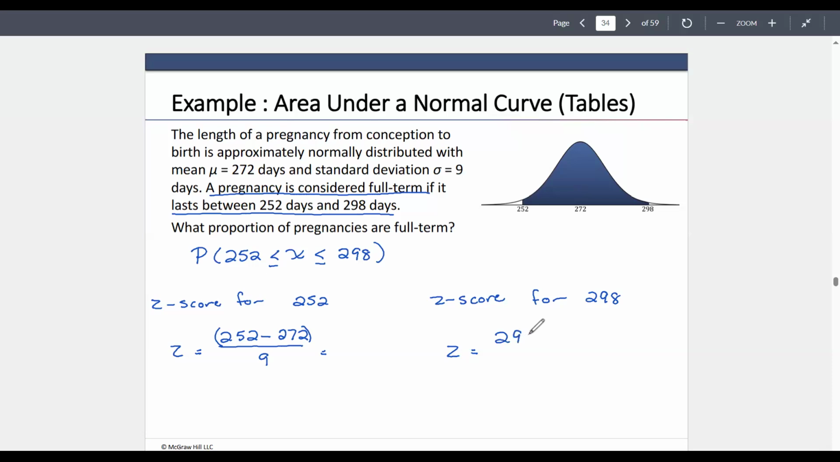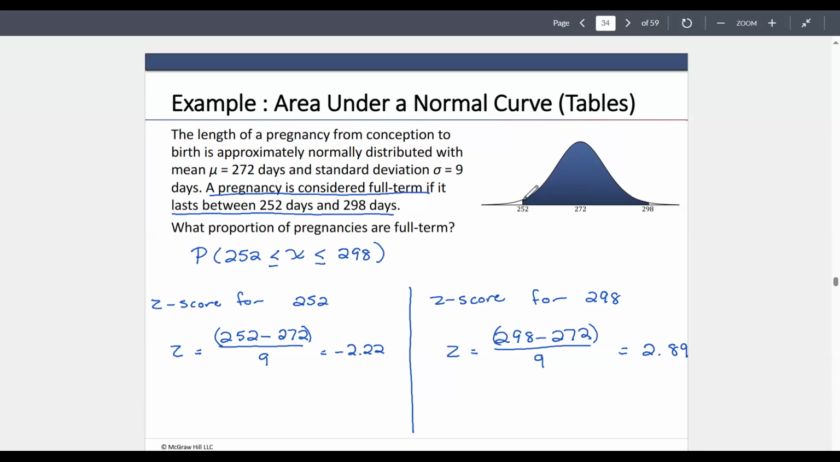And we have 289, we still have that same mean of 272 days and that standard deviation of 9. So if you plug this all in a calculator, remember to put parentheses around the top if you do it all at once, which I'm going to do this time around. And my z-score here is going to be negative 2.22 if I round to 2 decimal places. And for 289 days, that is going to be 2.89. So we have a negative z-score and a positive z-score.